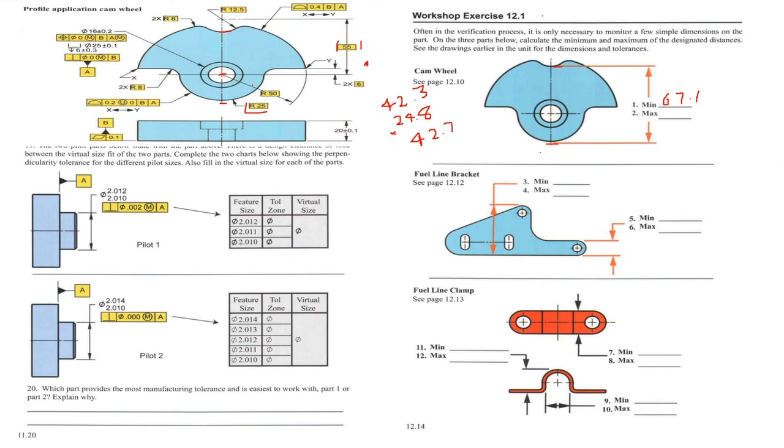42.7. And the next distance from here to here for the maximum value, the radius is 25 and the profile tolerance is 0 for the outside profile tolerance, it's here 0. So 42.7 plus 25 will give us the size from here to here. The maximum size is 67.7.